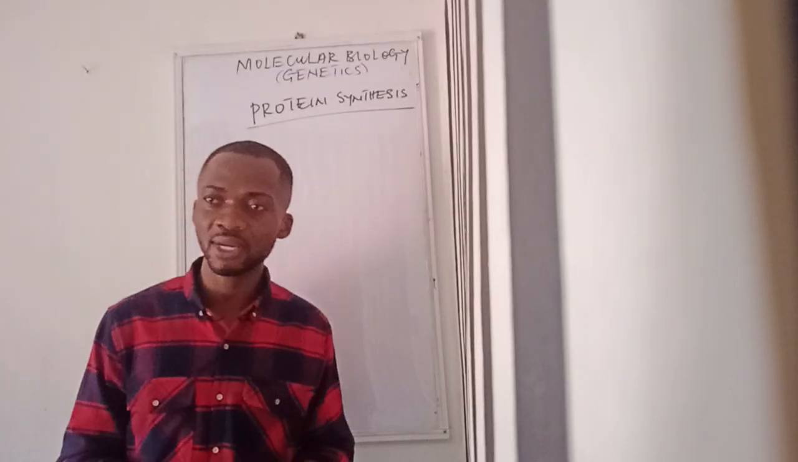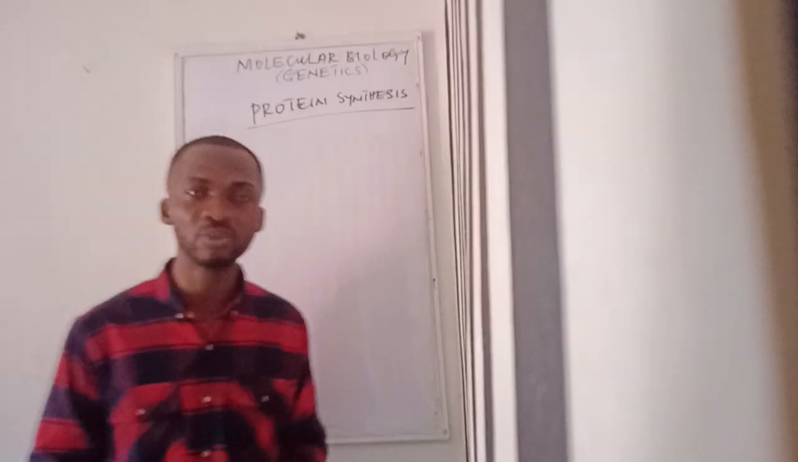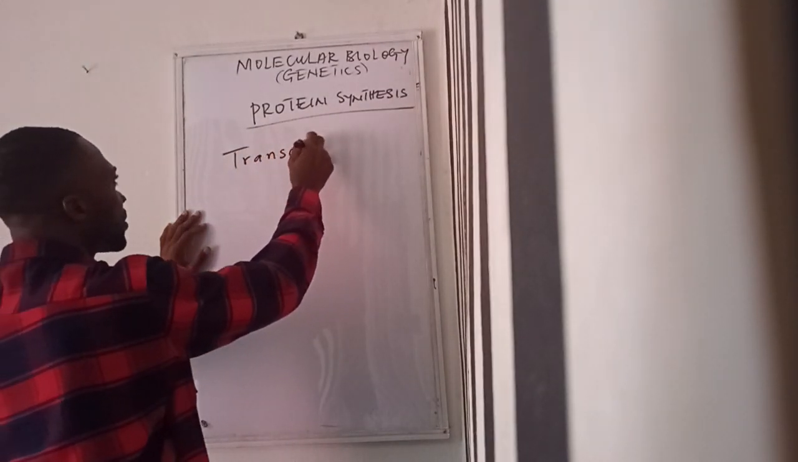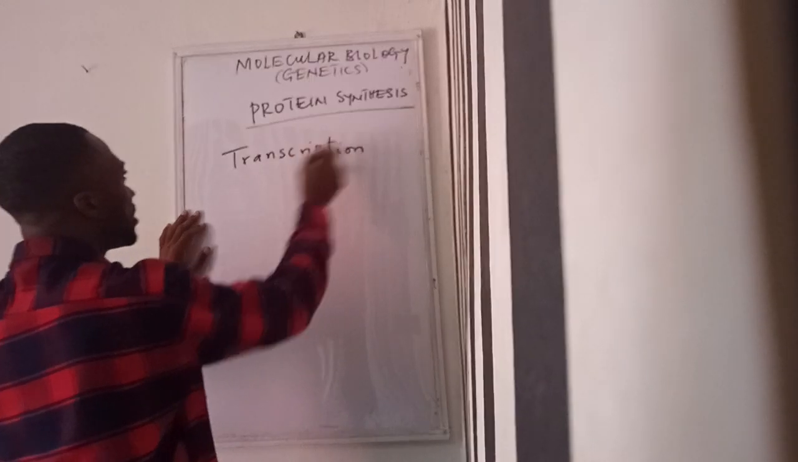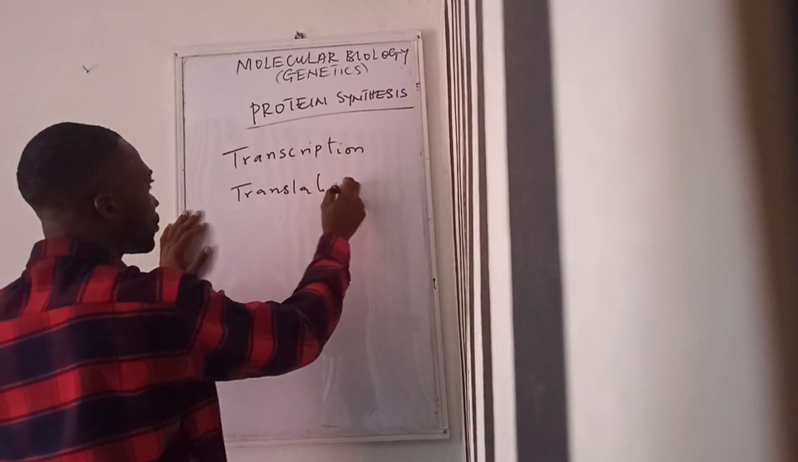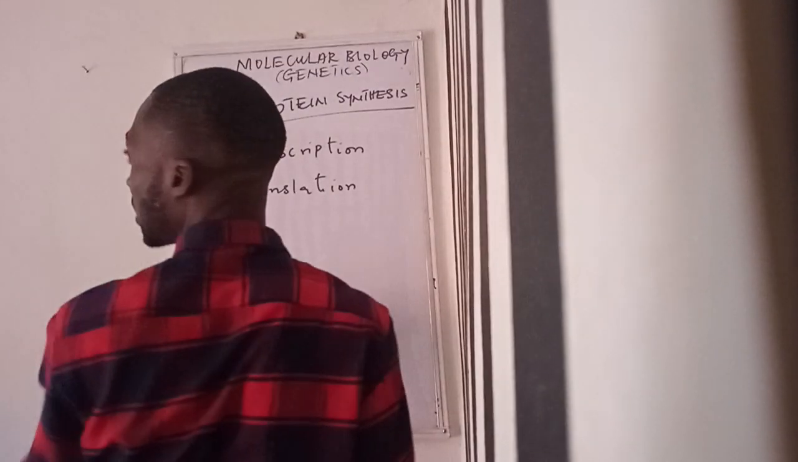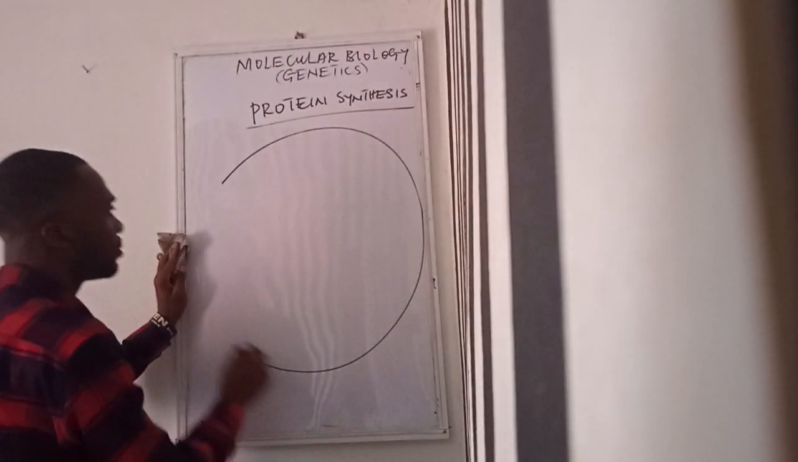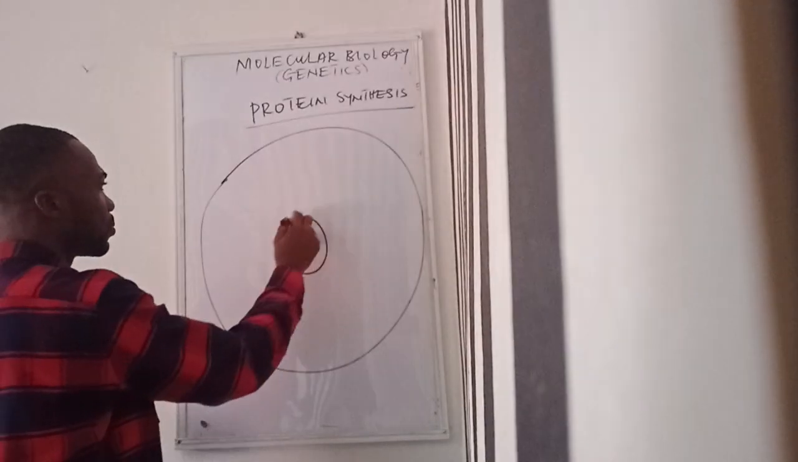It is important to understand that there are two different stages when it comes to protein synthesis. The first stage is what we call transcription, and the second stage of protein synthesis is what is called translation. Transcription and translation. I hope you can see it. So we want to look at what happens during the process of transcription and what happens during translation. And let me use the structure of a cell to quickly look at this.